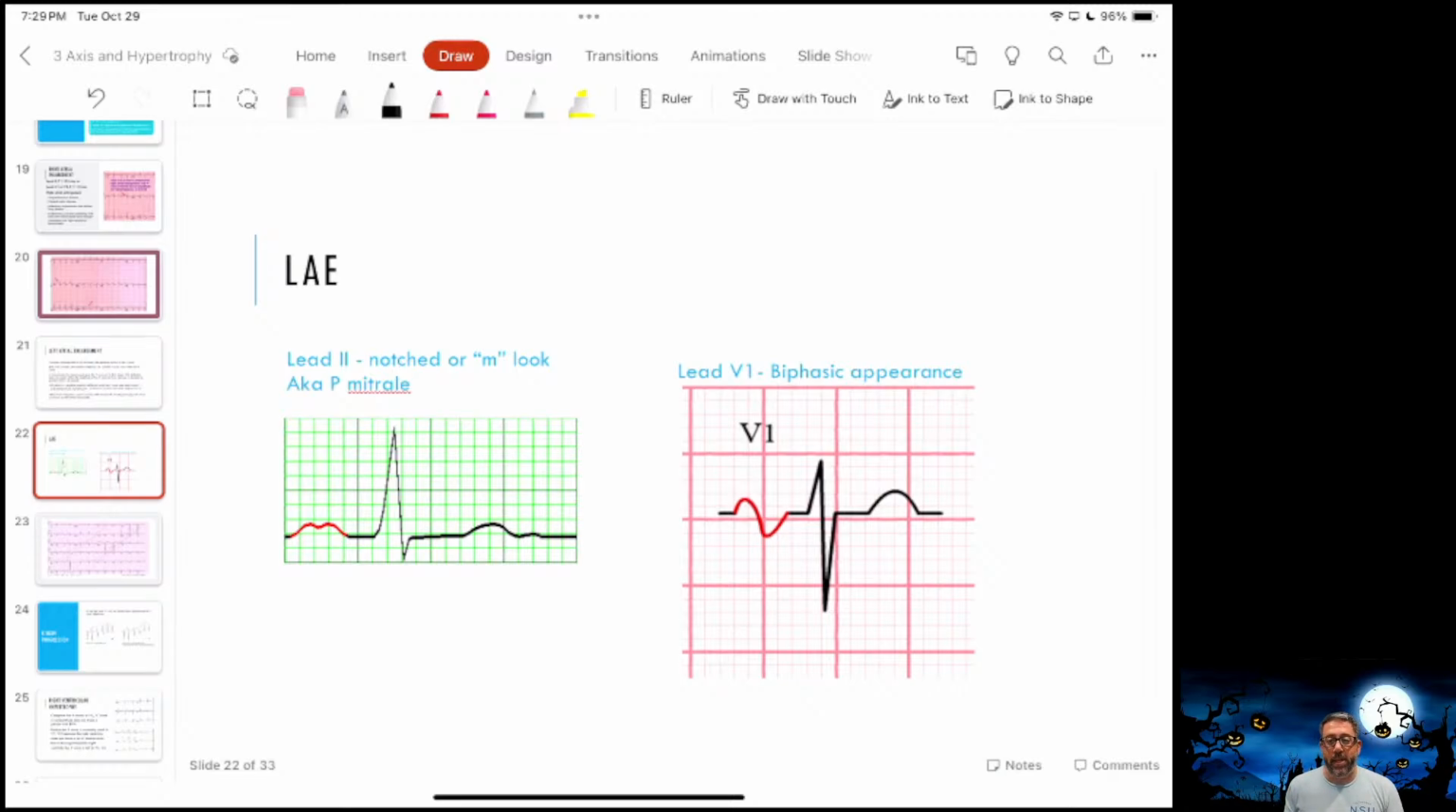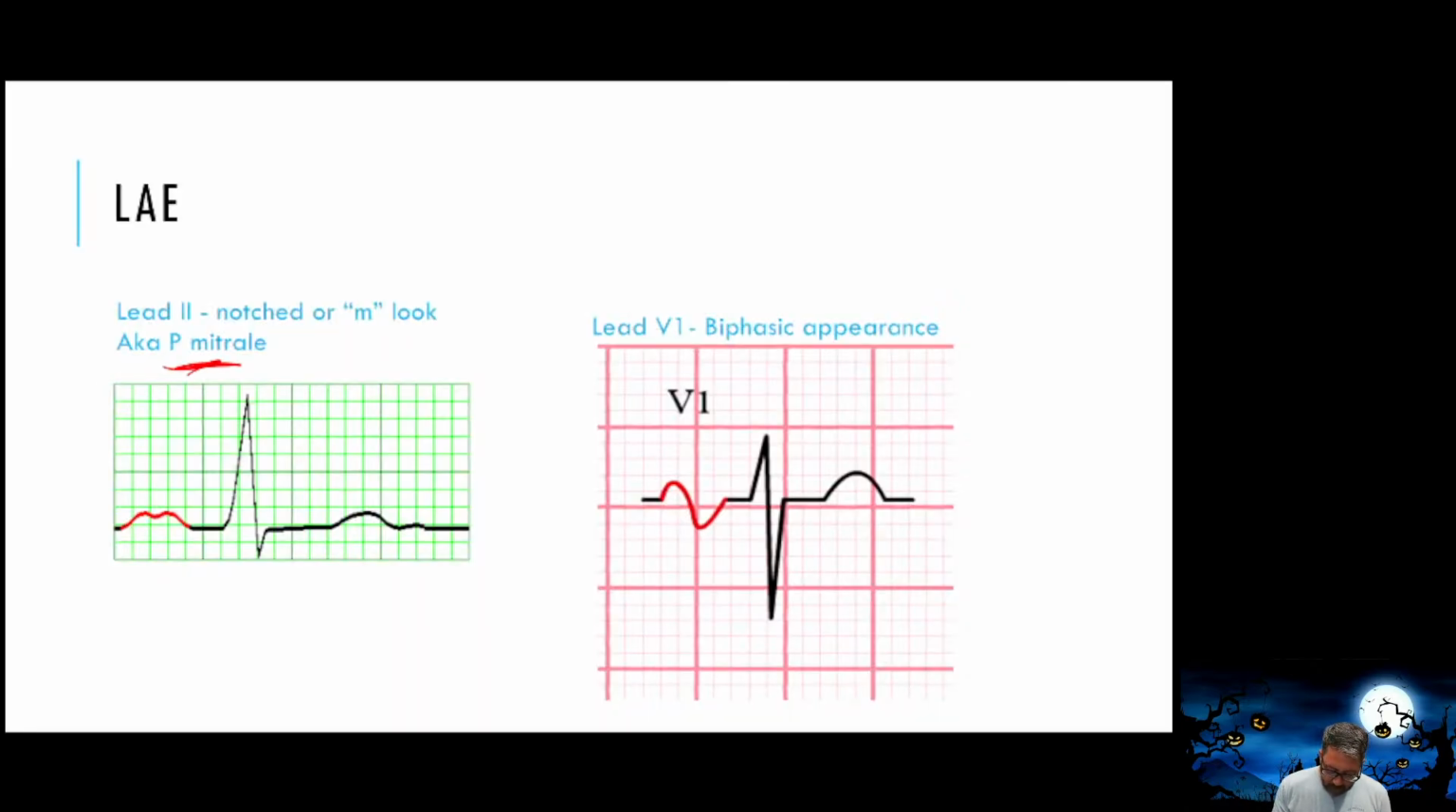Left atrial enlargement. There's two things that you can see with left atrial enlargement. The main one is this P mitral, or an M look. If you see this, it's because, remember, when you have a P wave, this first initial bump is the right atria.